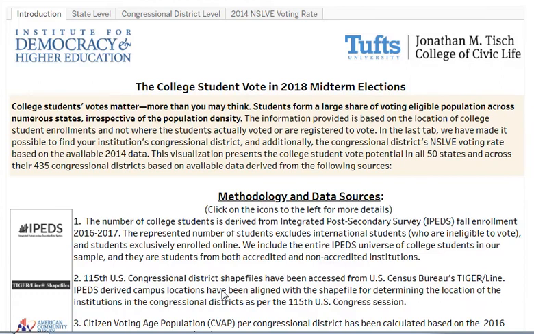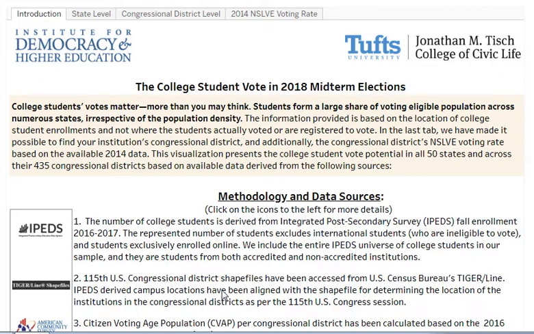IDHE is a research center at Tufts University's Jonathan M. Tisch College of Civic Life. IDHE studies and works to strengthen college student participation in democracy. We are excited to share with you some nonpartisan insights at the congressional district level to give you a sense of how influential your votes can be as college students.